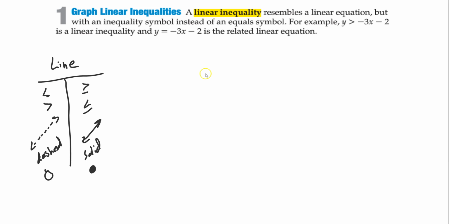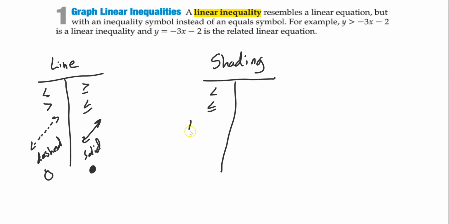Now the second part of this is shading. There are actually two ways to shade. So first you have to worry about: is it less than or less than or equal to? In that case, there are two ways to do this. The first way is if it's in proper notation. Proper notation is like y equals mx plus b. In that case, we can do a little shortcut.